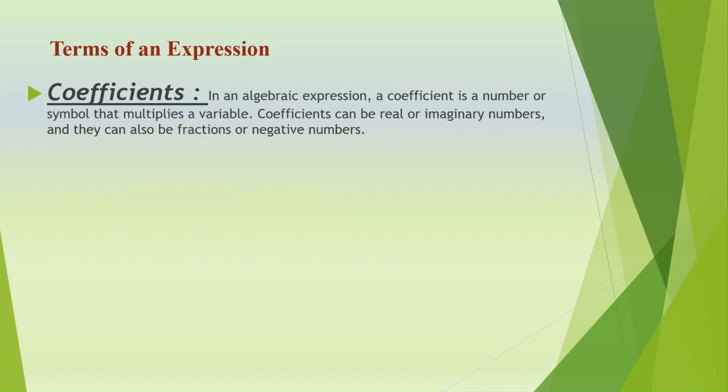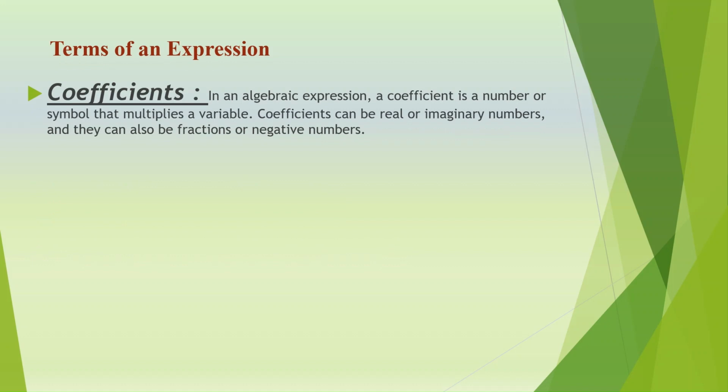Now, coefficients. In algebra, a coefficient is a number or symbol that multiplies a variable. Coefficients can be real or imaginary numbers, and they can also be fractions or negative numbers. So a coefficient can be 5, which multiplies a variable. The variable is a, so 5 into a. So the coefficient in this term is 5.